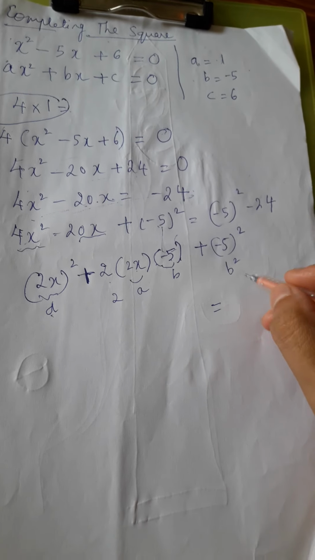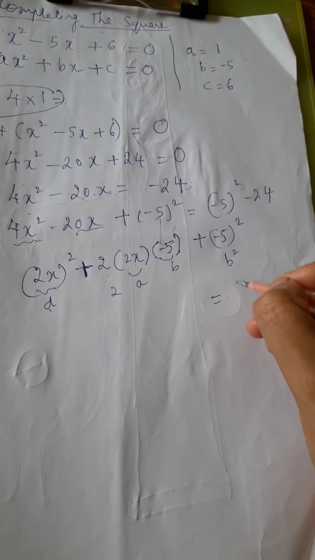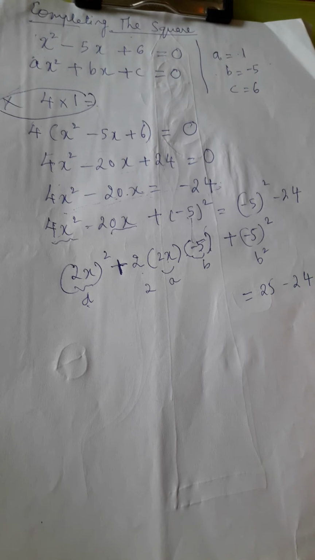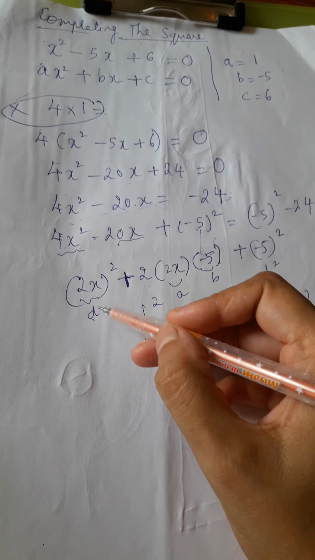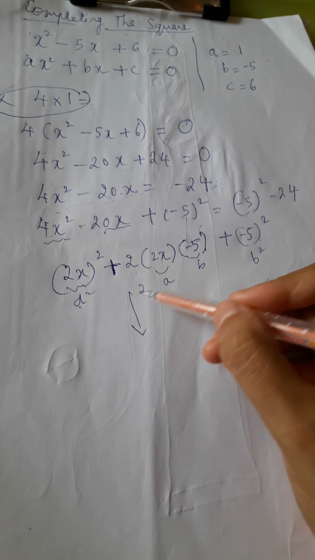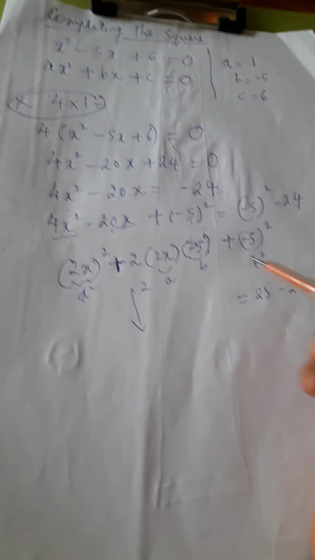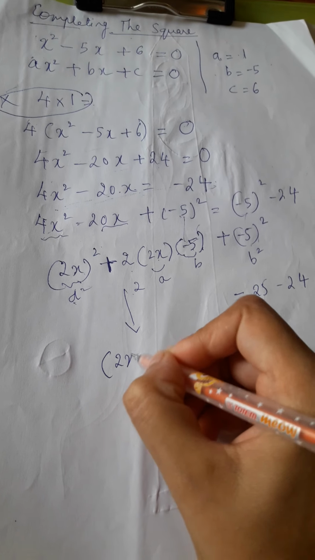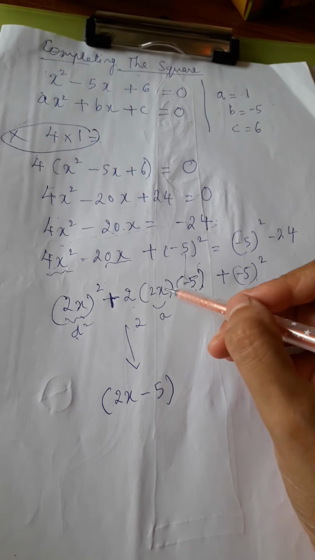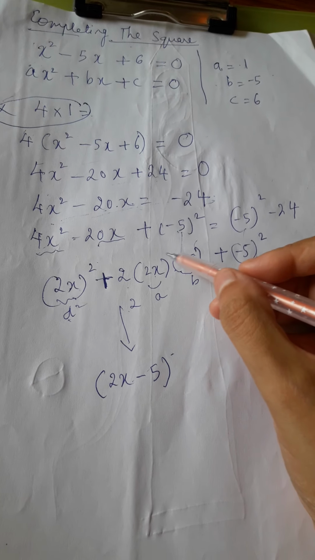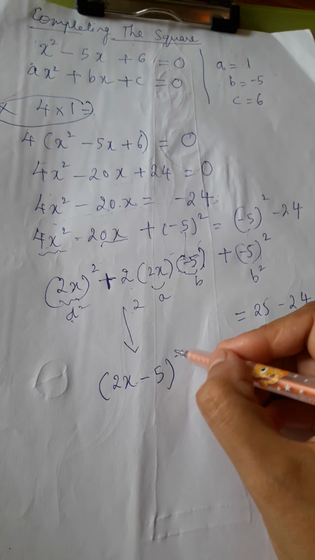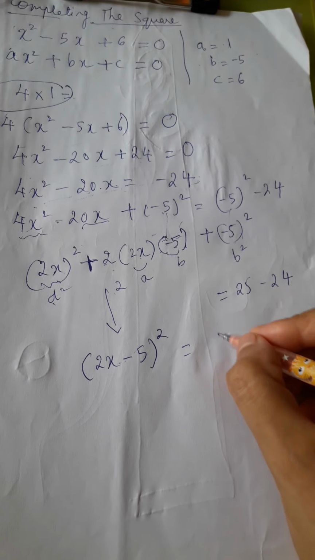Alright. What is minus 5 square? Minus into minus is plus 25, and 25 minus 24 is 1. The RHS becomes 1. So let's go to the LHS now. This is a square because it's squared, likewise b square. So a square plus 2ab plus b square is a plus b the whole square. What's b here? It's minus 5. So 2x minus 5 the whole square. If there's a minus here, it becomes a minus b, and if there's a plus, it's plus. So because there's a minus sign, the minus comes here: 2x minus 5 the whole square is equal to 1.